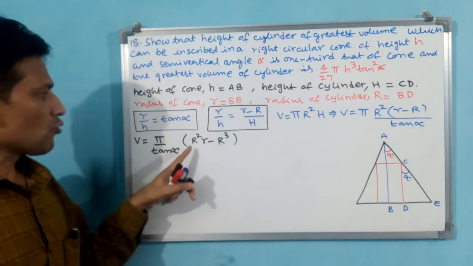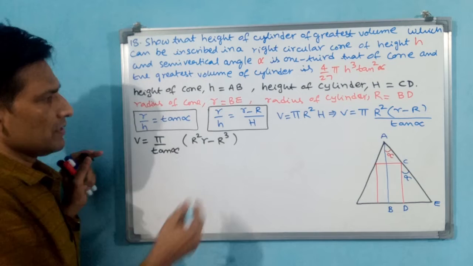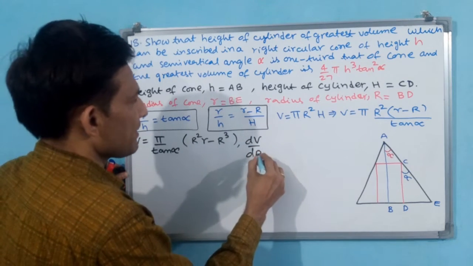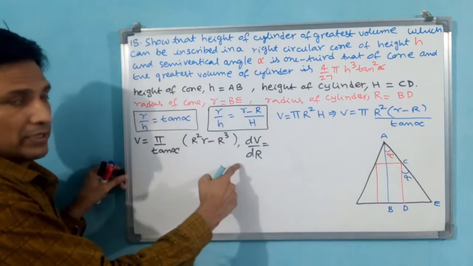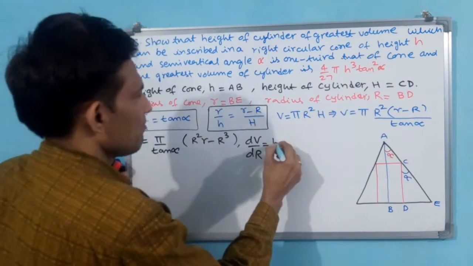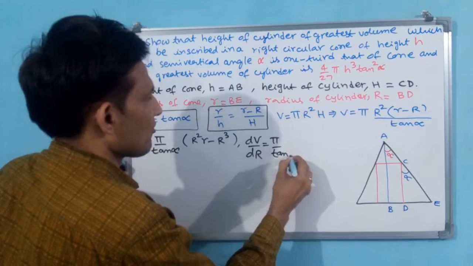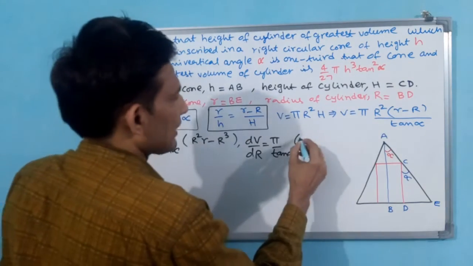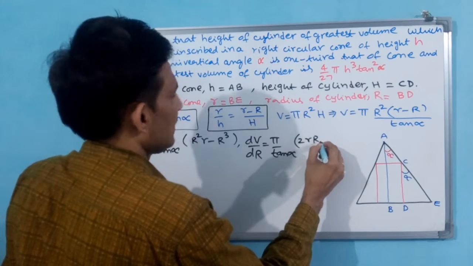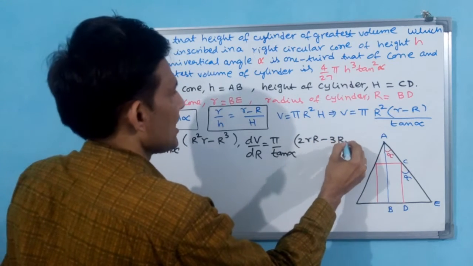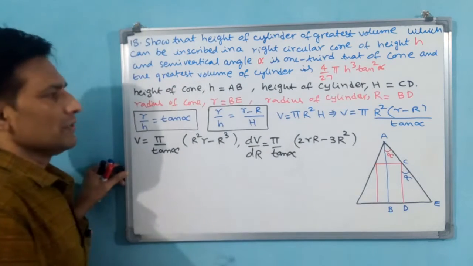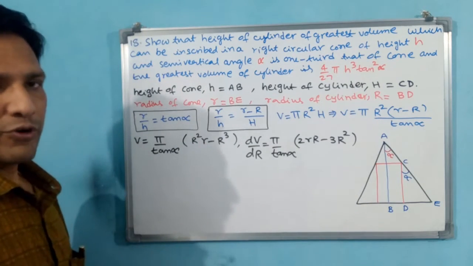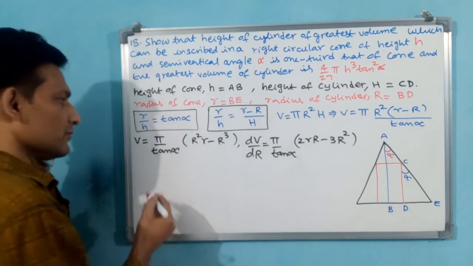You see, we have to do capital R square derivation. You see what I am doing? dV by dR is equal to pi by tan alpha, which is common. But you see, R square means 2R, so 2R r minus 3R square. Is it okay? This is derivation. After derivation, what you are going to do? You are going to equate it to 0. dV by dR is equal to 0. Write down.